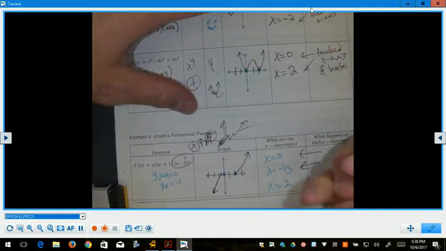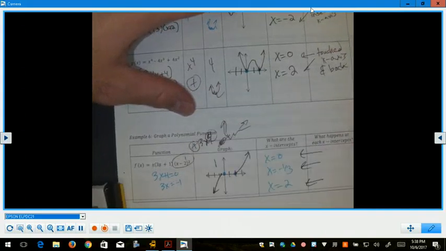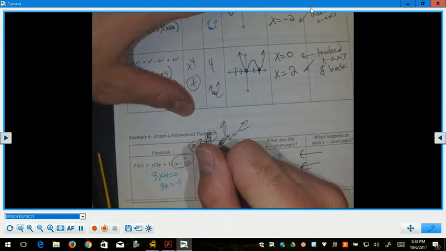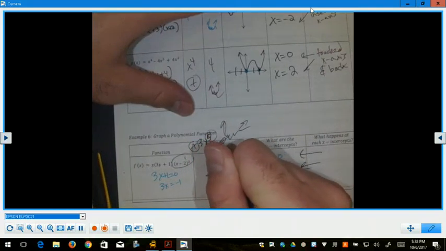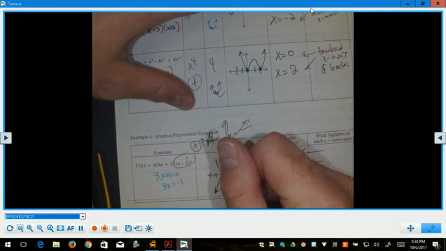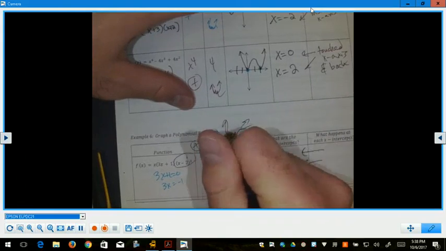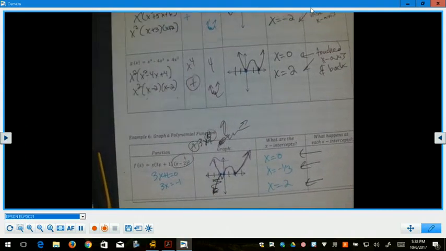Let me do this in purple so you can see the actual graph. There's our sketch of the graph. It comes down and intersects the x-axis, comes back up and intersects the x-axis, and then it comes down and bounces back up. So what I have in black over here is inaccurate. I didn't put it in the calculator correctly.